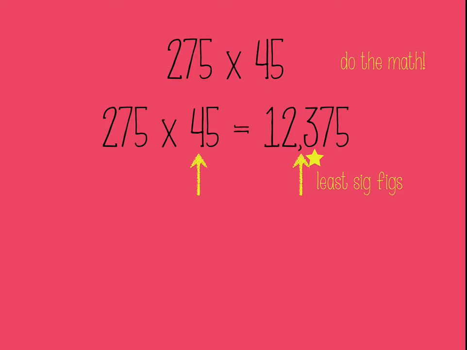The 3 is less than 5, so the answer will stay at 12,000. Remember, those zeros after the 12 are not significant. They're just placeholders so that you know you have 12,000 instead of 12. This answer has 2 sig figs.